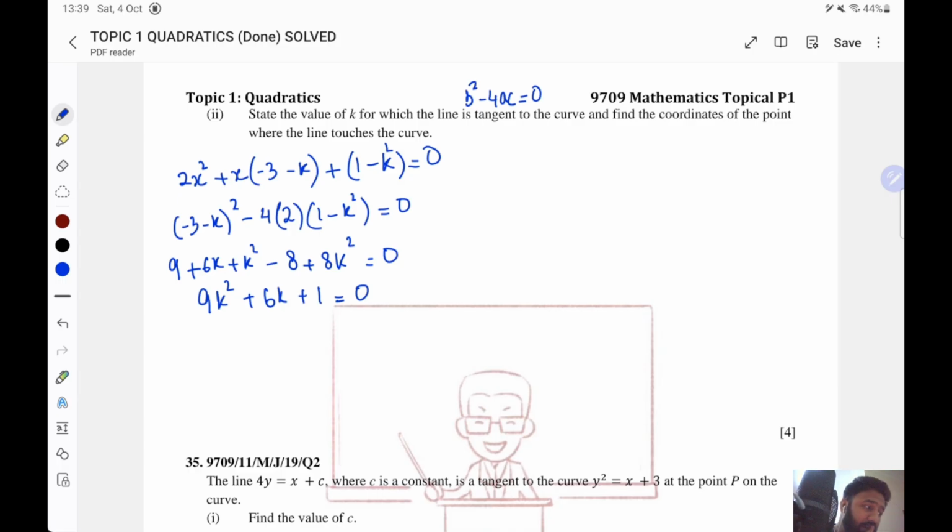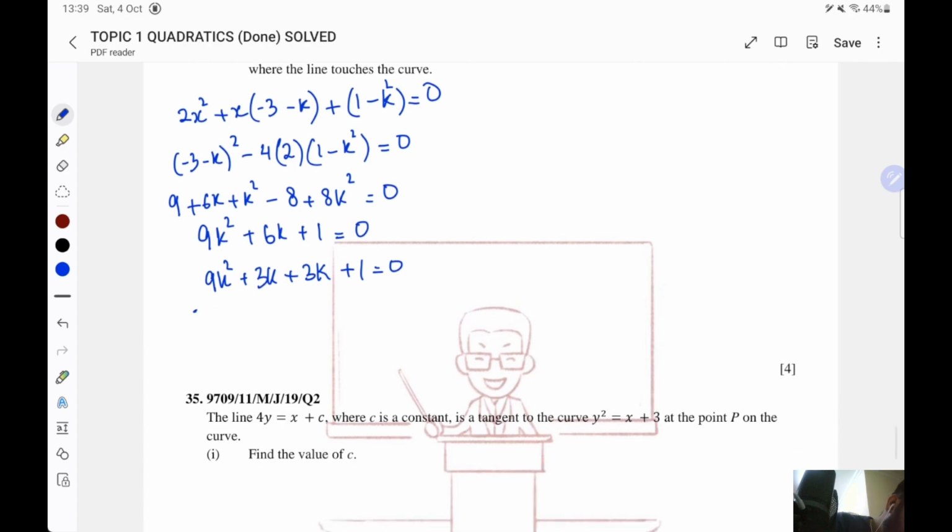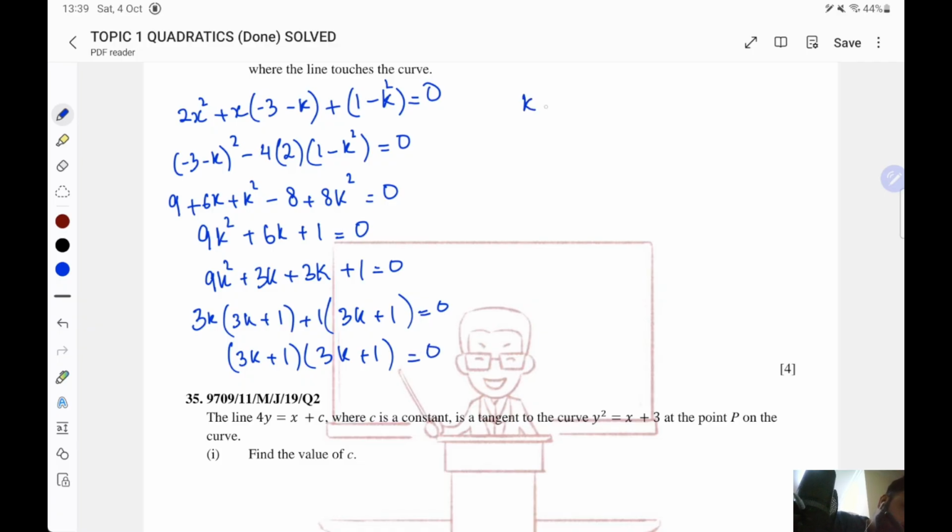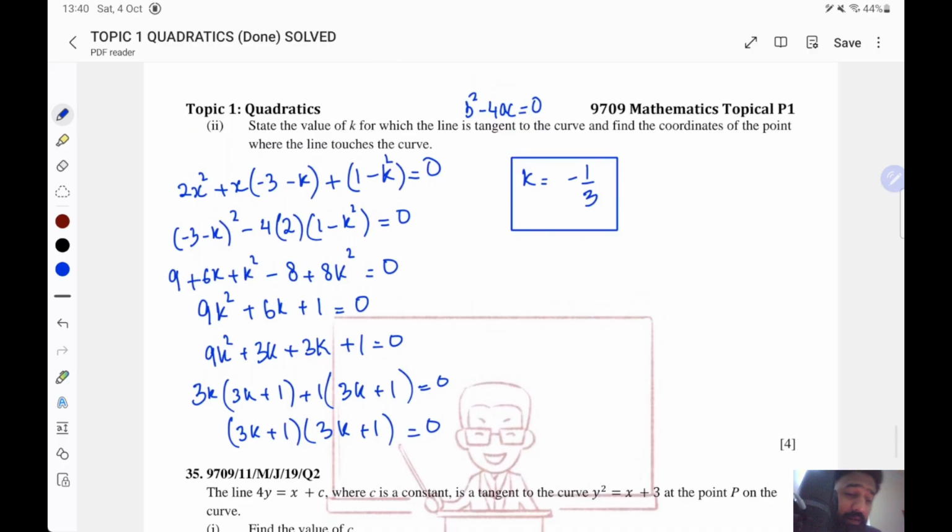Now the two factors that we can have from here are 3 and 3. So 9k² + 3k + 3k + 1 = 0. 3k is common, so 3k + 1 is common. So the two brackets will be (3k + 1)(3k + 1). So the value of k will be −1/3. So this is the value of k, and we have found the value of k.